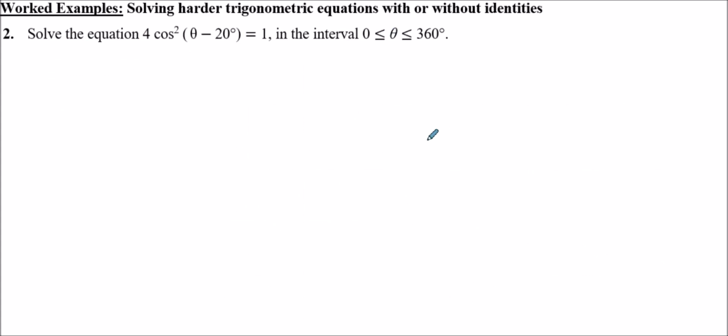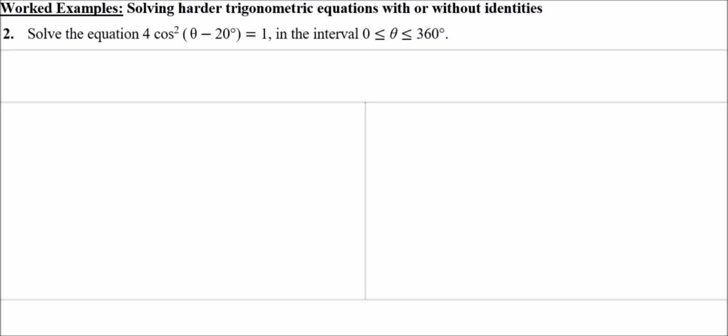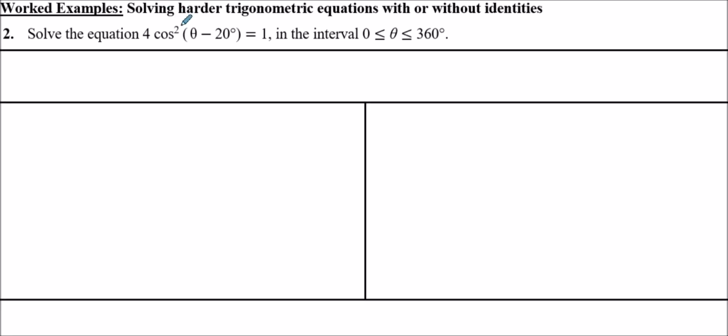Question 2, we're asked to solve the equation 4 cos squared of (theta minus 20 degrees) equals 1, again in the same range for theta. So let's get the space ready to go, and let's first of all make a substitution for what's inside this bracket here. To make it easier to read and easier to process, make a substitution of big X. So let's have big X equal to theta minus 20.